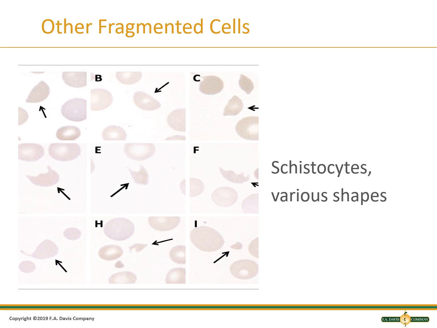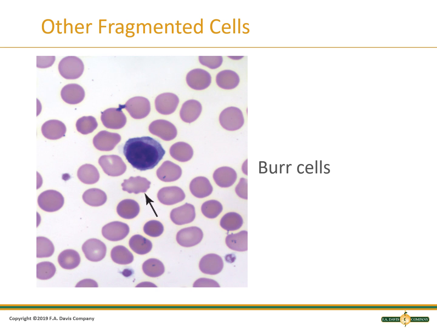Here is a burr cell, which has almost like a bumpy periphery. It's not spiky like the acanthocyte, it's more rounded out.